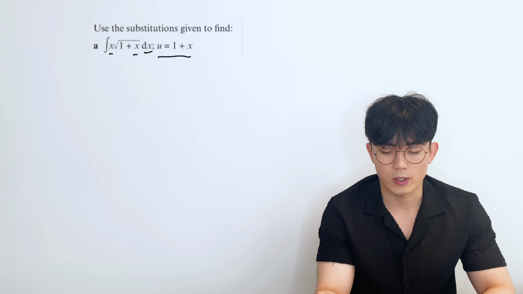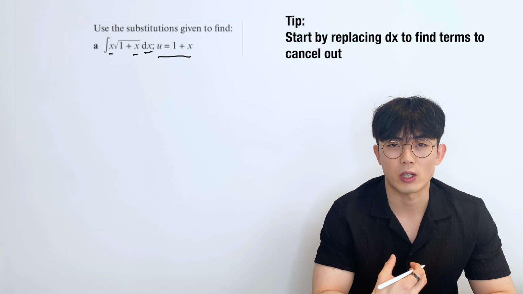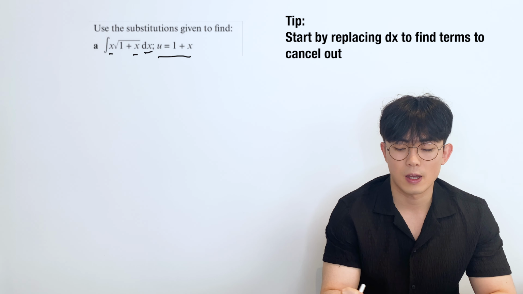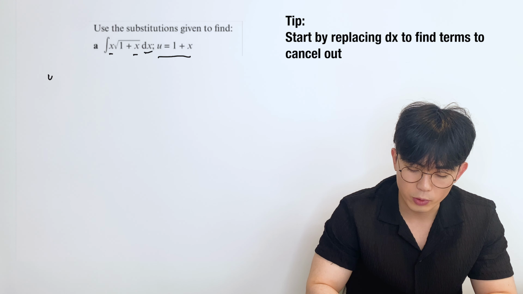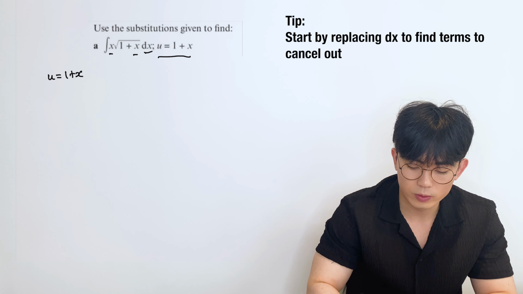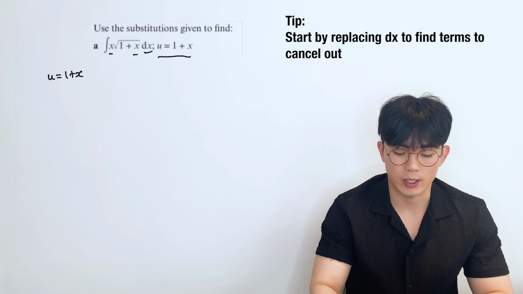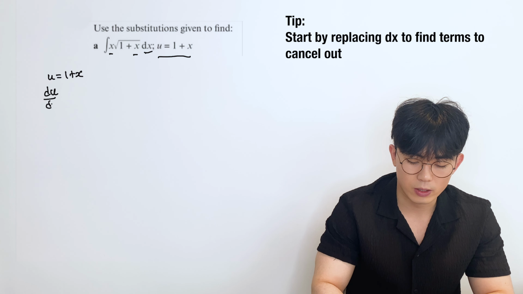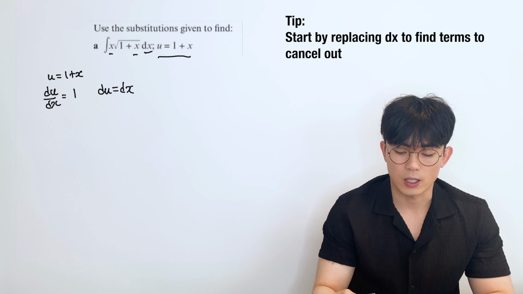because dx is technically in terms of x. So a tip that I like to always think of is, when I solve these questions, I always replace the dx first, because when I do this, some terms might cancel out, which we'll see later on. So starting off with u is 1 plus x, I need to replace this dx first, and the way I do that is differentiate it. So it'll be du by dx is equal to 1, which I can rearrange to say that du is equal to dx, like so.